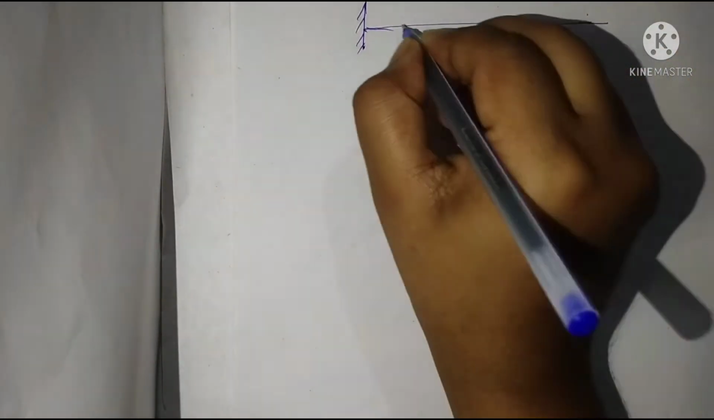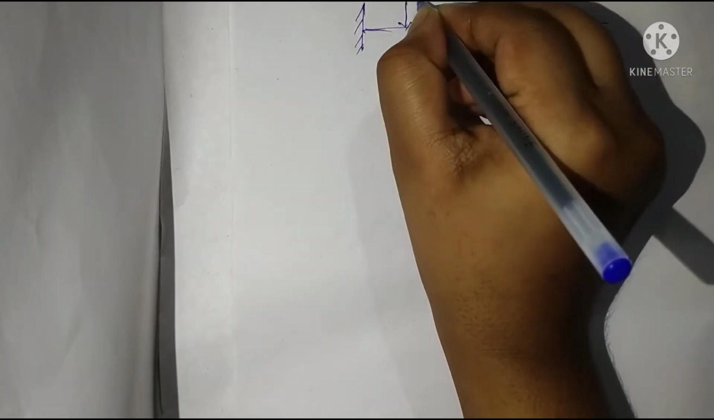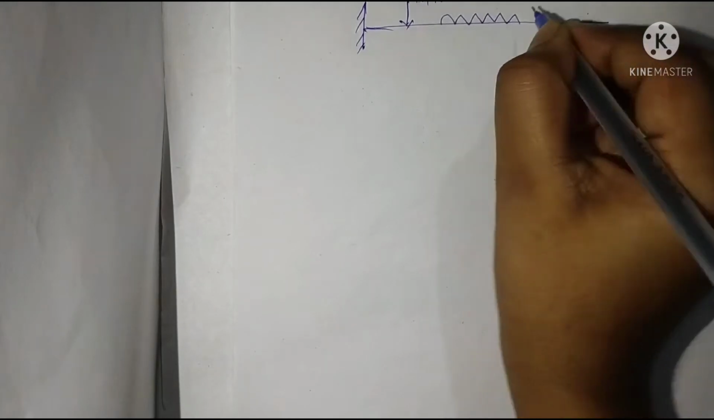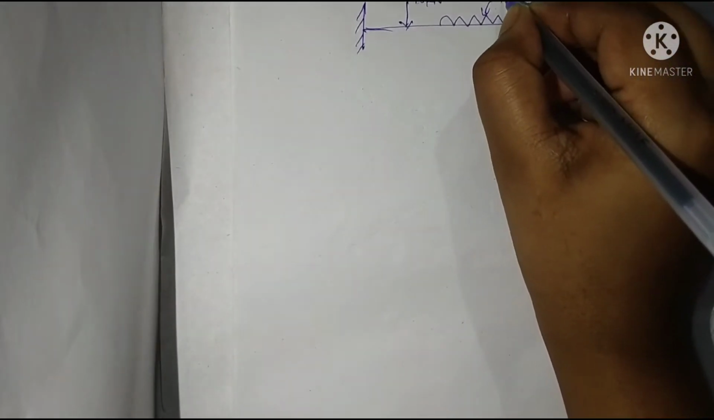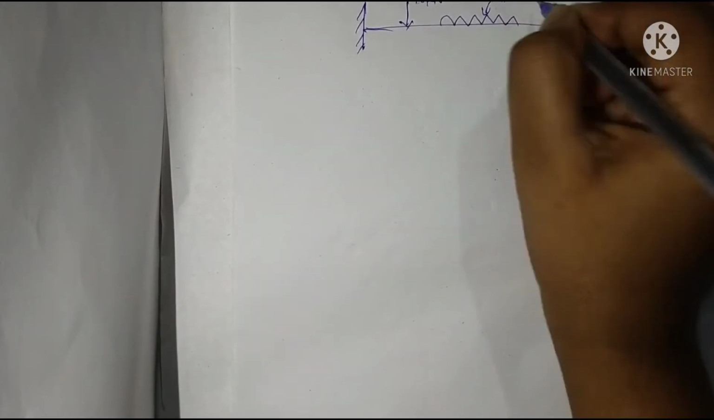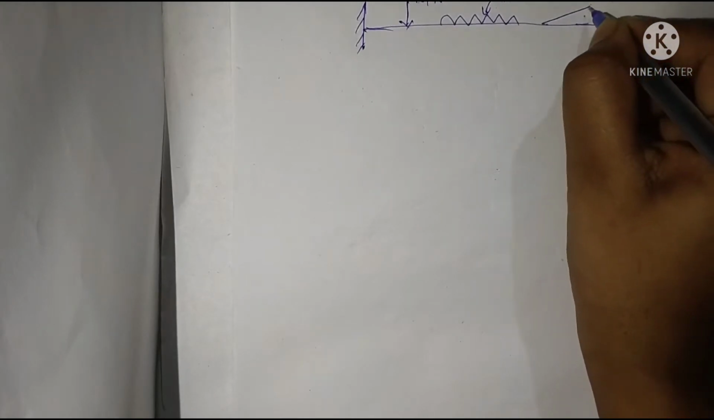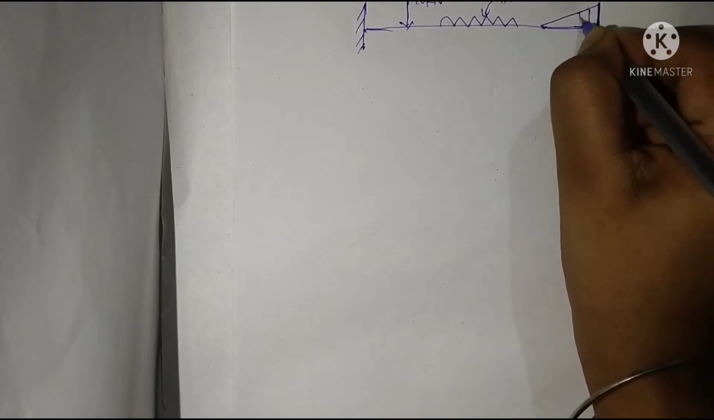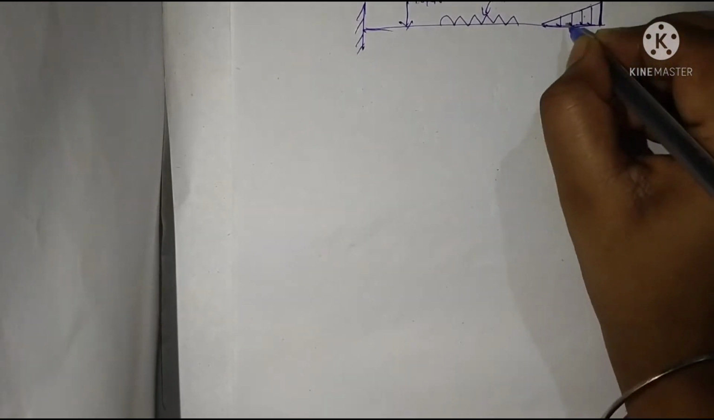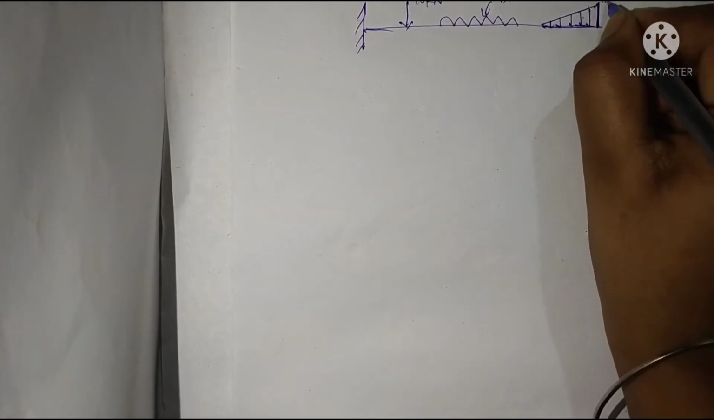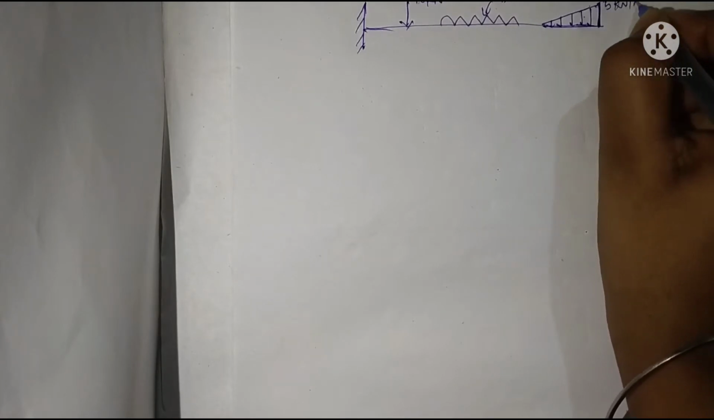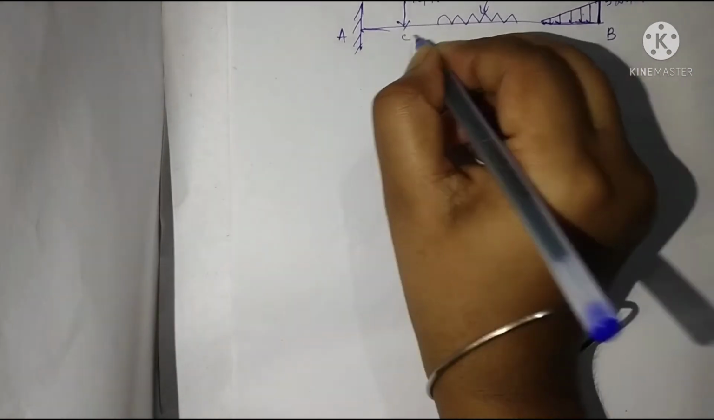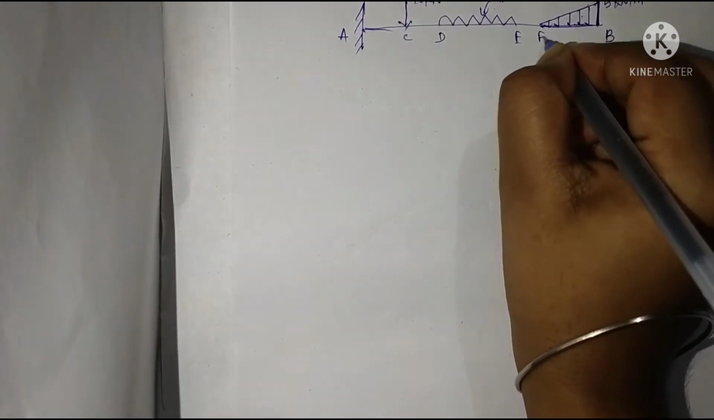Here it is a point load, that is 10 kilonewton, and a uniformly distributed load, that is 5 kilonewton per meter, and a uniformly varying load at this portion only, and this will be how much? Let this be 5 kilonewton per meter. Okay, this is A, this is B, C, D, E, F.